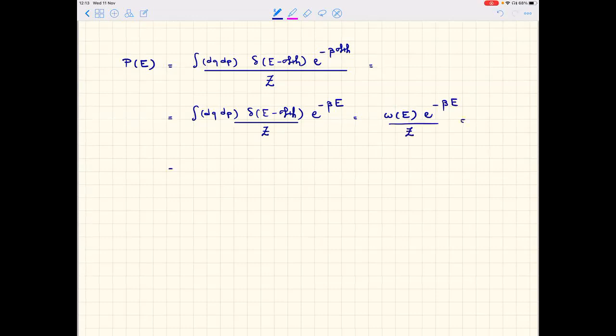And this I can write as e to the beta T log of omega of E minus E. Or in other words, e to the beta, S of E times T minus E, divided by Z. All right, so this is the probability distribution. And now let's look closely at this probability distribution.